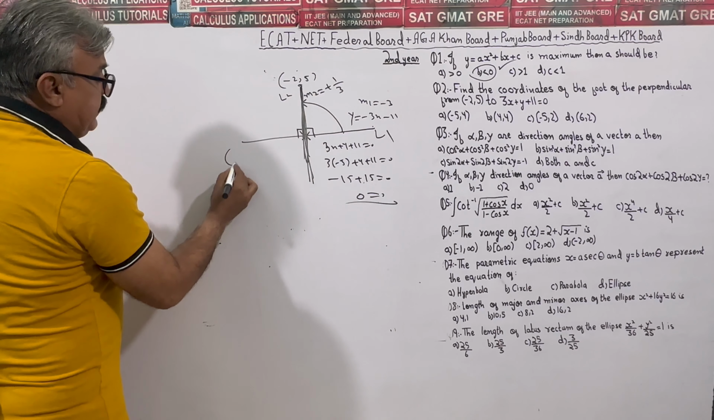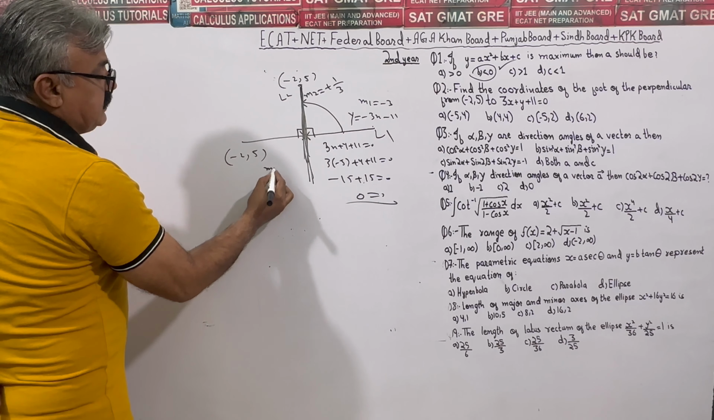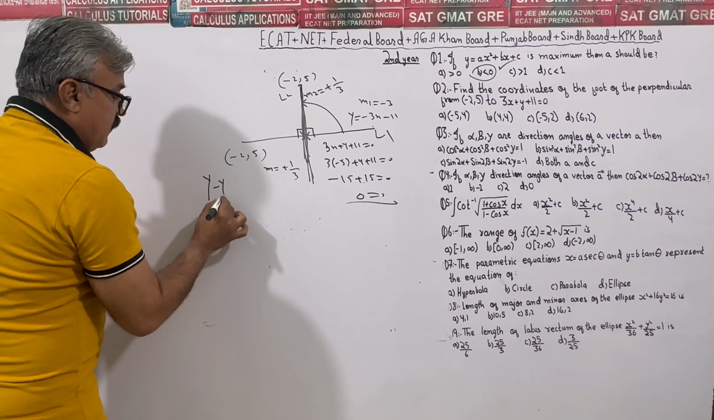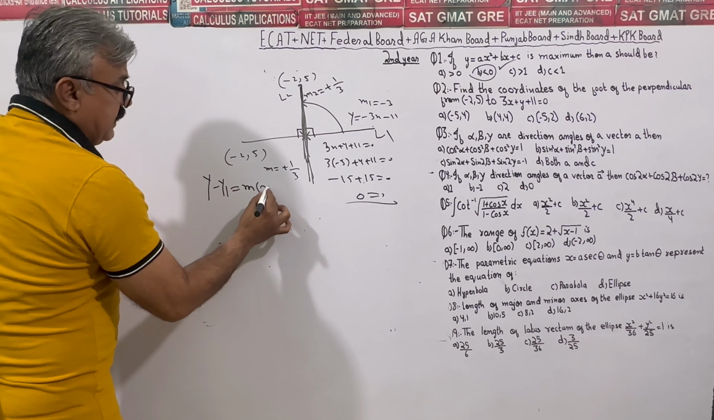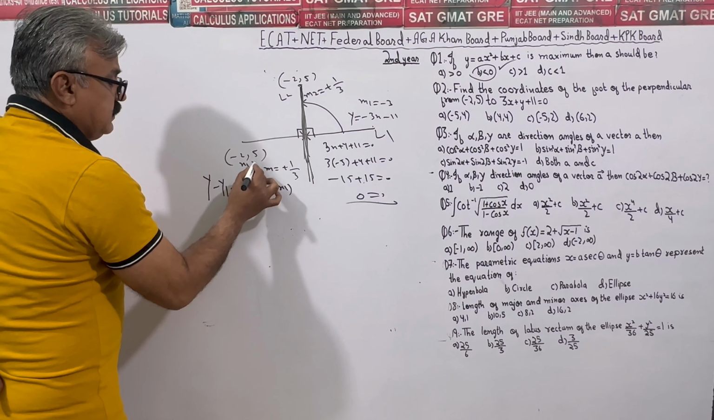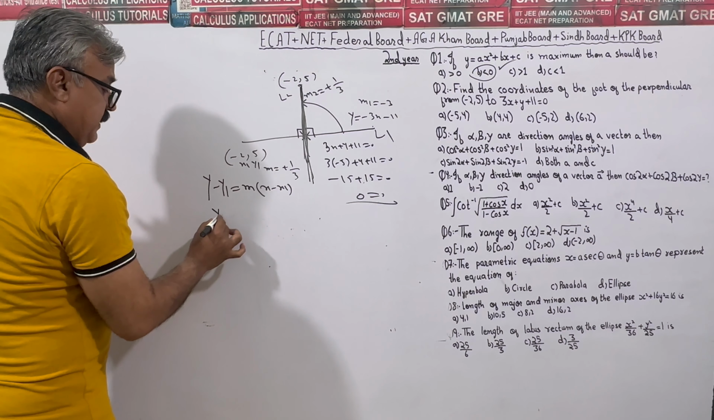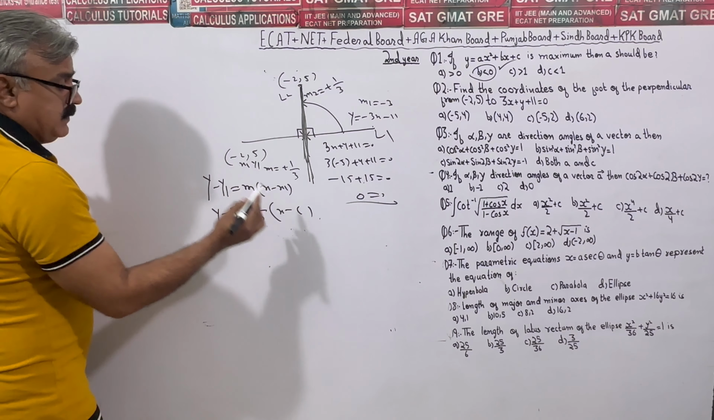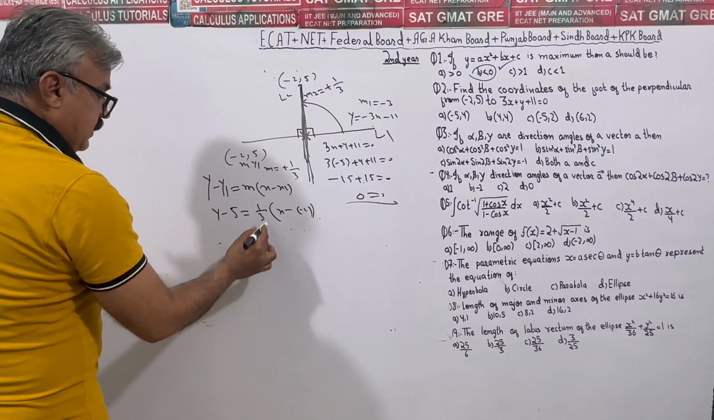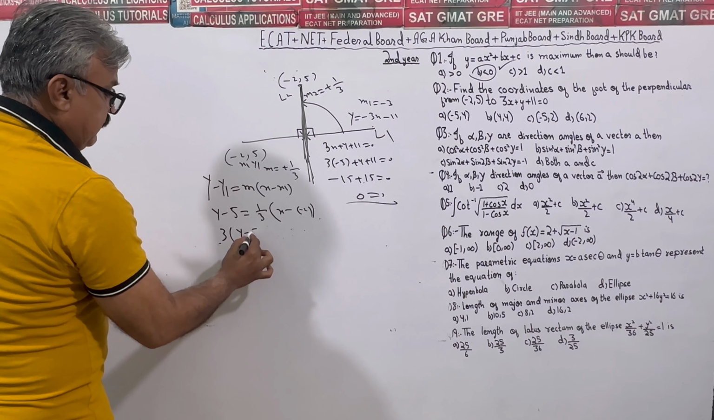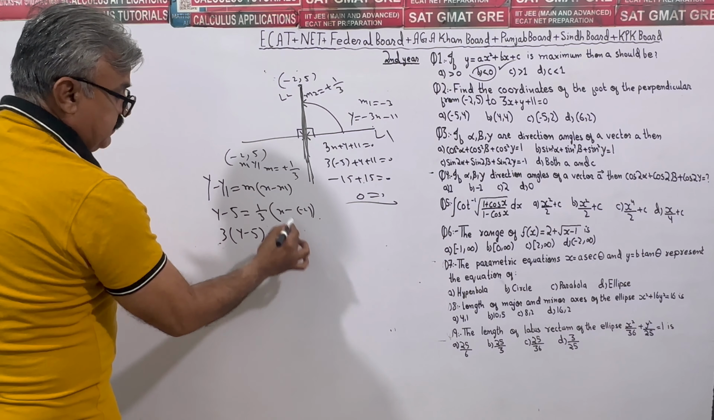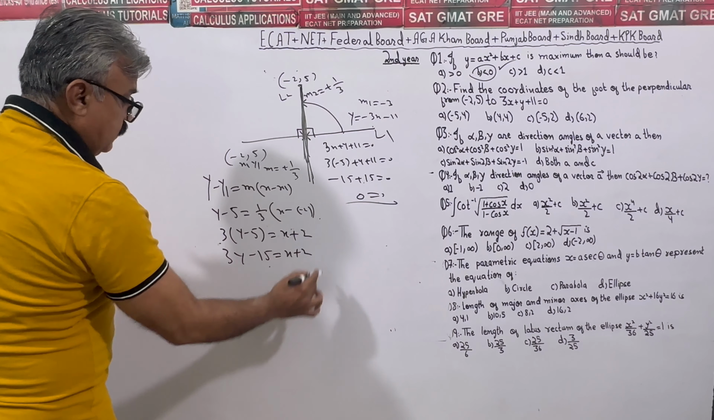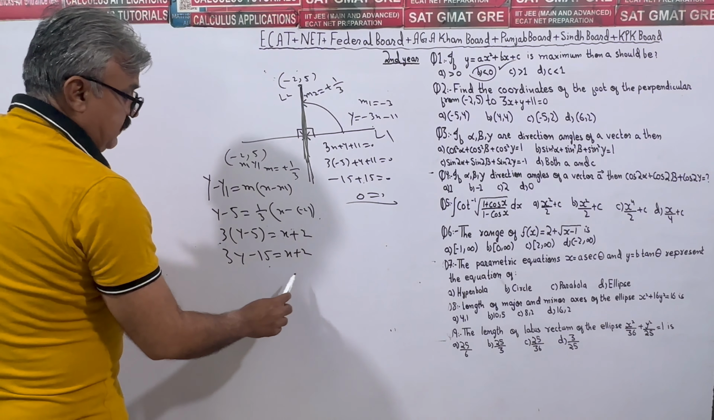Whenever we have a given point and slope, we can easily manage the equation of a straight line by utilizing the point slope formula, y minus y1 is equal to m times x minus x1. That's our x1, y1 and it's our slope. y minus 5 is equal to 1 over 3 times x minus minus 2. Shift 3 there: 3 times y minus 5 equals x plus 2. So 3y minus 15 is equal to x plus 2. Shifting to the right hand side or the left, it's up to you.